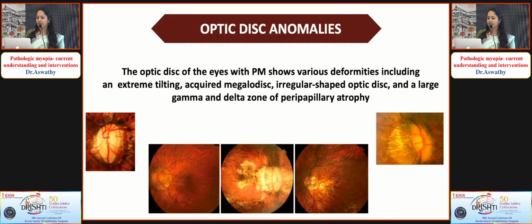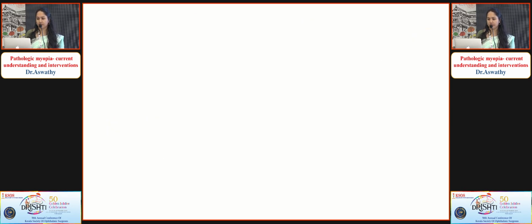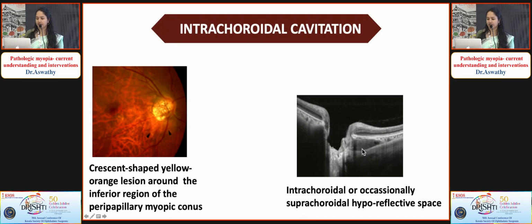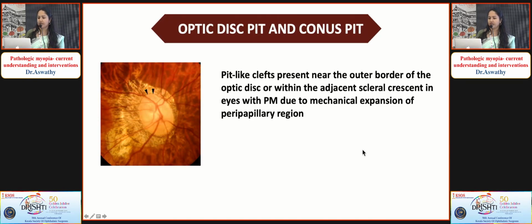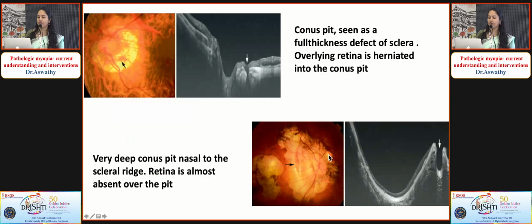Optic disc anomalies are in plenty, and that makes it difficult to diagnose a case of glaucoma in case of myopia. Intrachoroidal cavitation, you can see there close to the peripapillary region. And optic disc pit and conus pit are also very common, where you see a significant retinal thinning or often absence of full thickness defect of sclera.